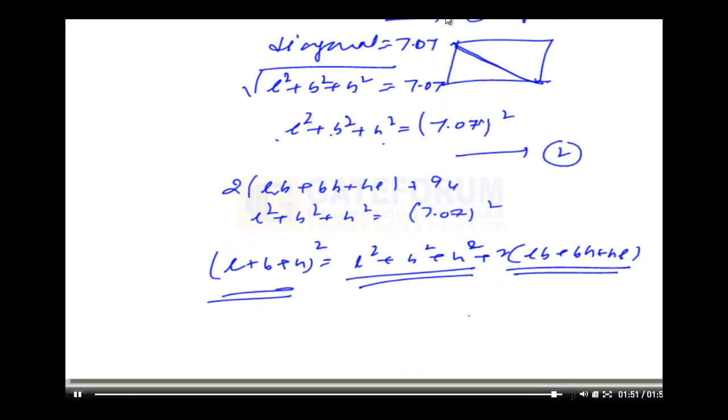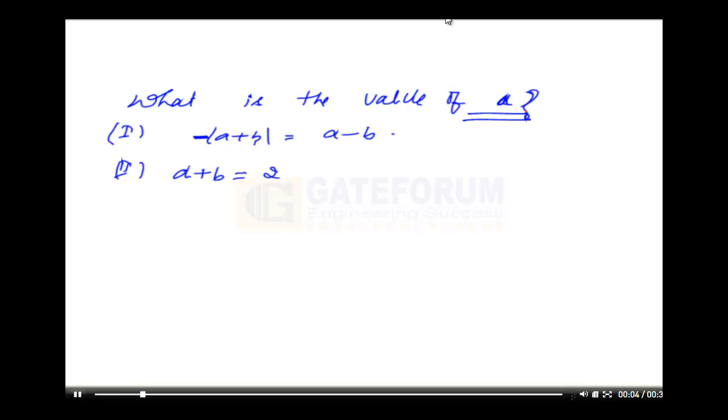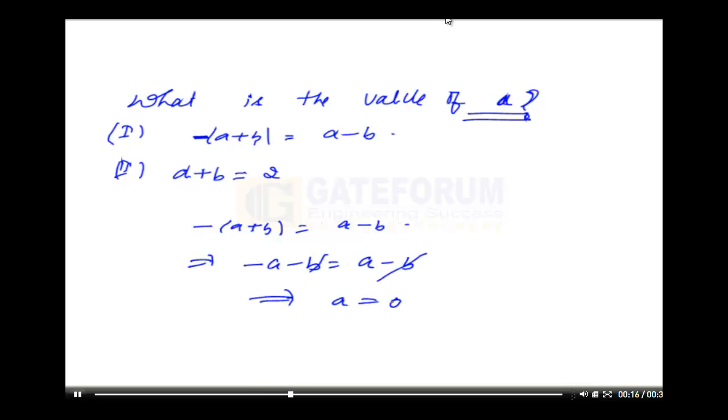So it is option C. Now let us look into the statement 1, which is minus of A plus B equals to A minus B. If we simplify, it will be minus A minus B equals to A minus B. Now we'll get the value of A as 0. So we can answer this question by only statement 1. Now let us look into statement 2. A plus B is equals to 2. If A plus B is 2, A and B can be infinite number of values. So we cannot find the value of A, that is unique value. So we cannot answer by statement 2. So we can answer only by statement 1, that is option A.